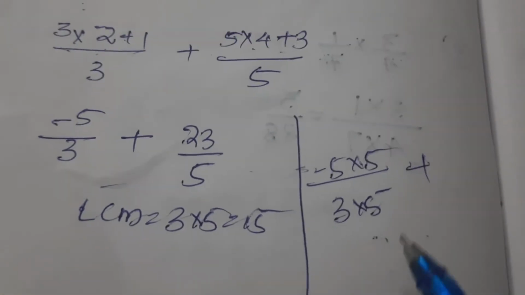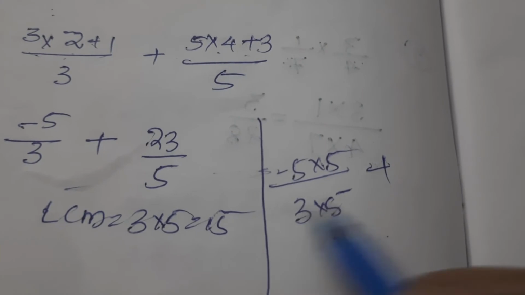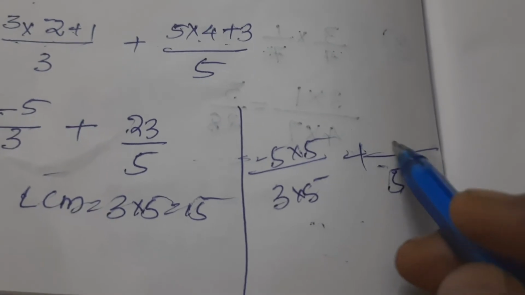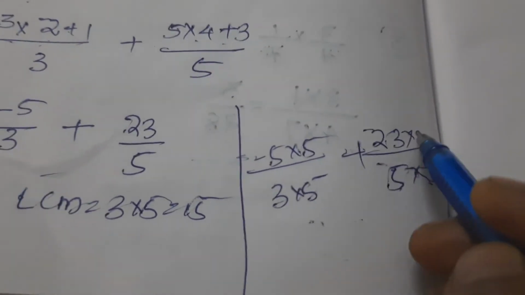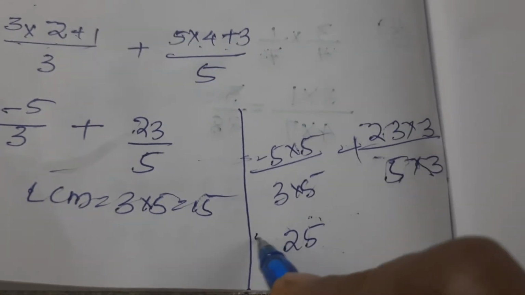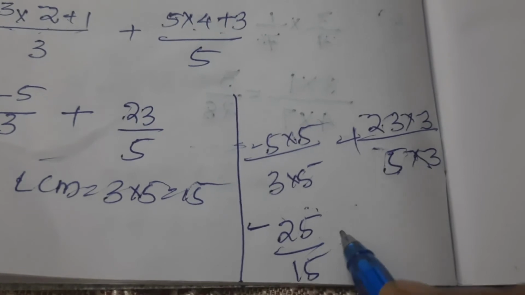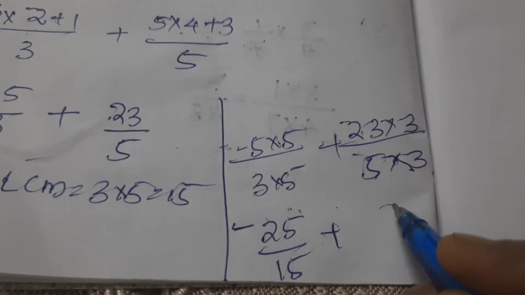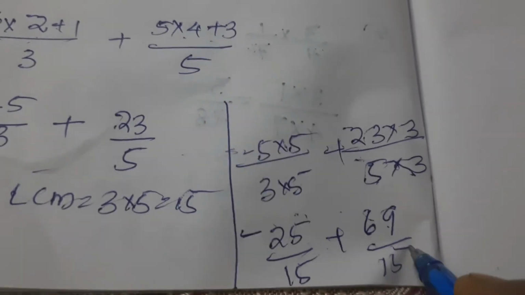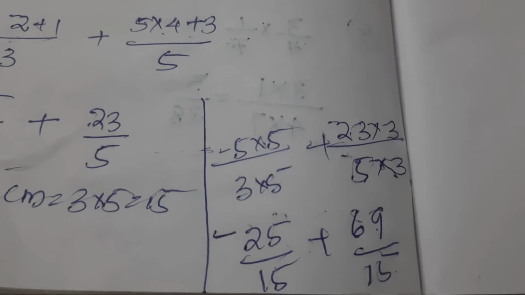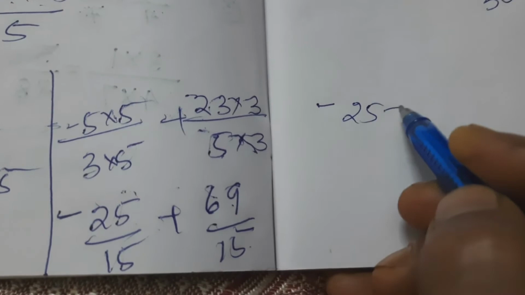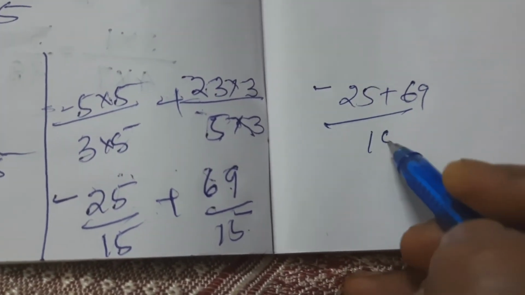The other rational number is 5 into 3 is 15, and the numerator becomes 23 into 3. We get the answer as 5 5s are 25, that is negative 25 by 15, plus 23 into 3 becomes 69, 69 by 15. So here now the denominators are same. We can add the numerators. So we get negative 25 plus 69 by 15.